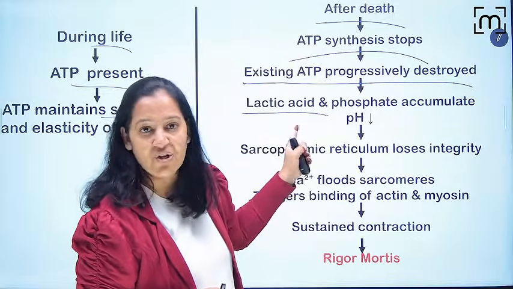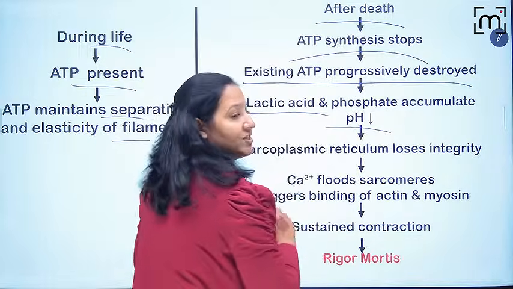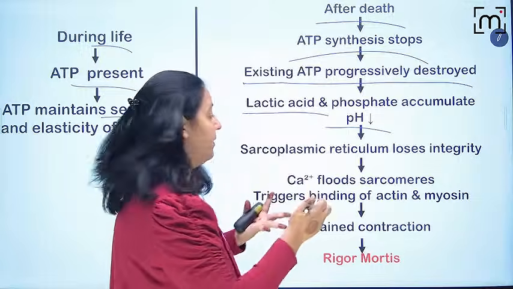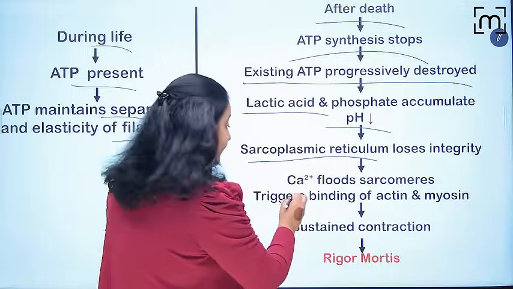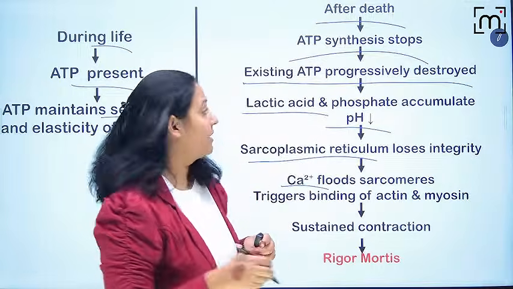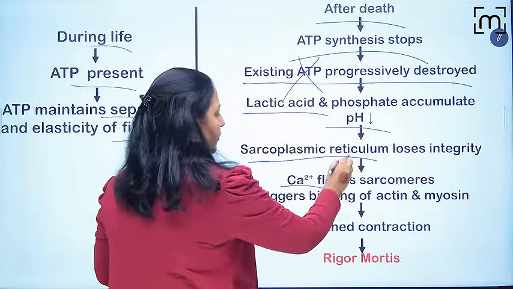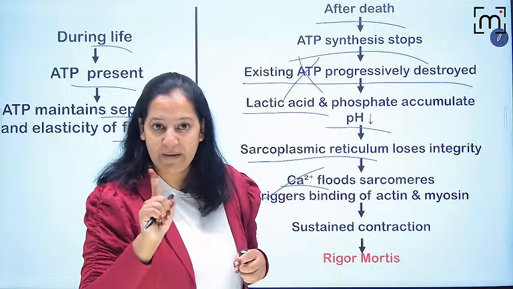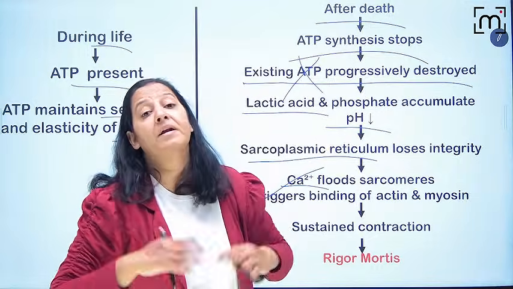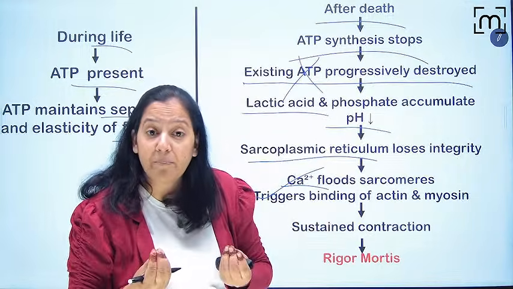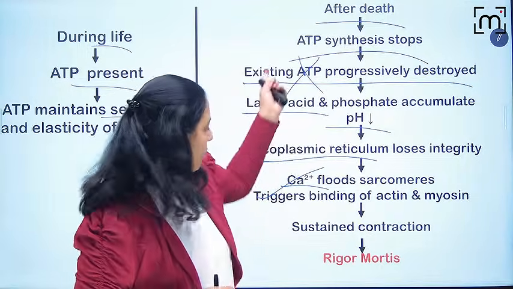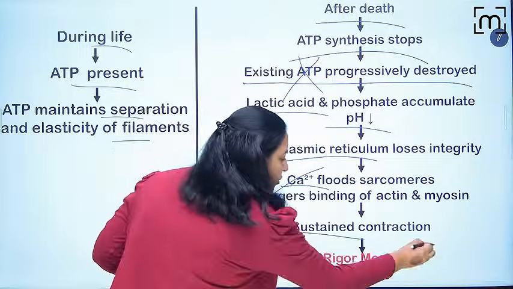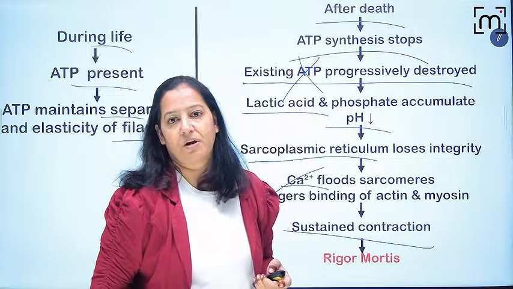So lactic acid is generated, which will cause a fall in pH. Fall in pH will cause rupture of the sarcoplasmic reticulum, and that will release the calcium. Now two things are there: there is no ATP, and there is abundance of calcium because of rupture of the sarcoplasmic reticulum. Both of these will cause sustained contraction of the muscle, and that causes rigor mortis.